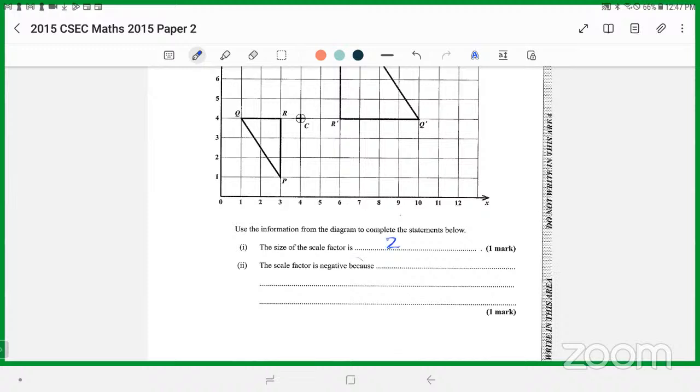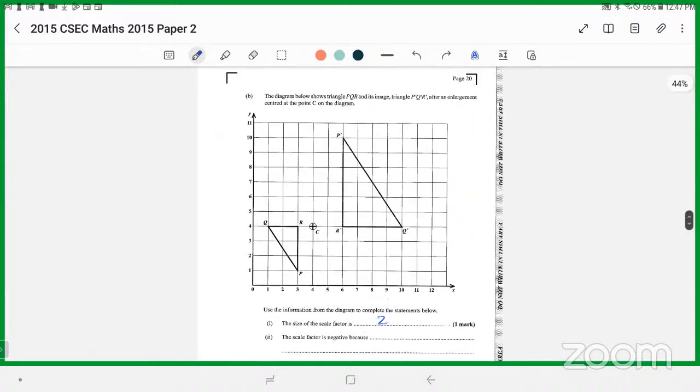The scale factor is negative because of, why is it negative? I would say because the image and the object are pointing in the opposite direction. I can say the image is inverted on the opposite side of the center. Those are the reasons when the scale factor is negative. They are on the opposite side of the center.